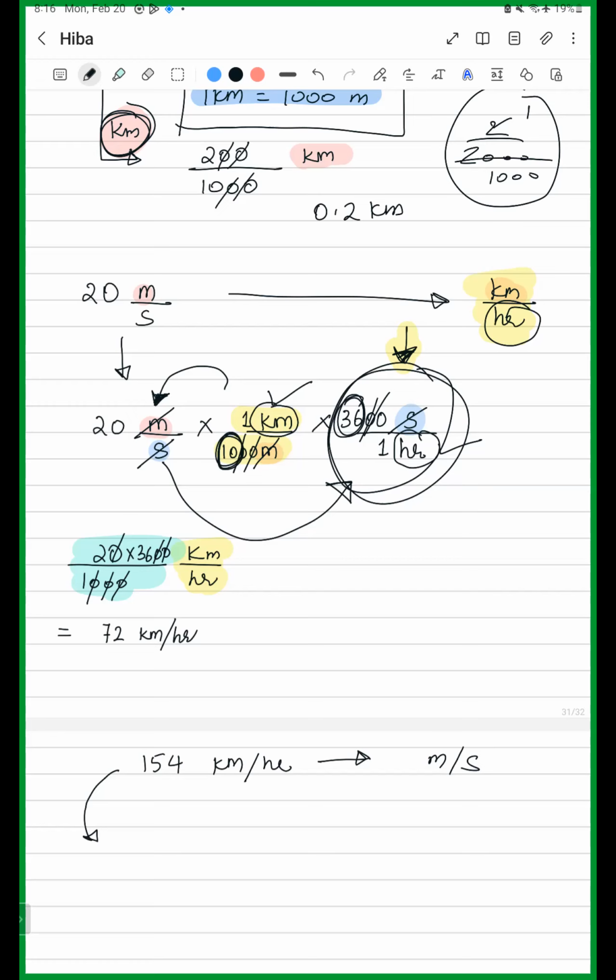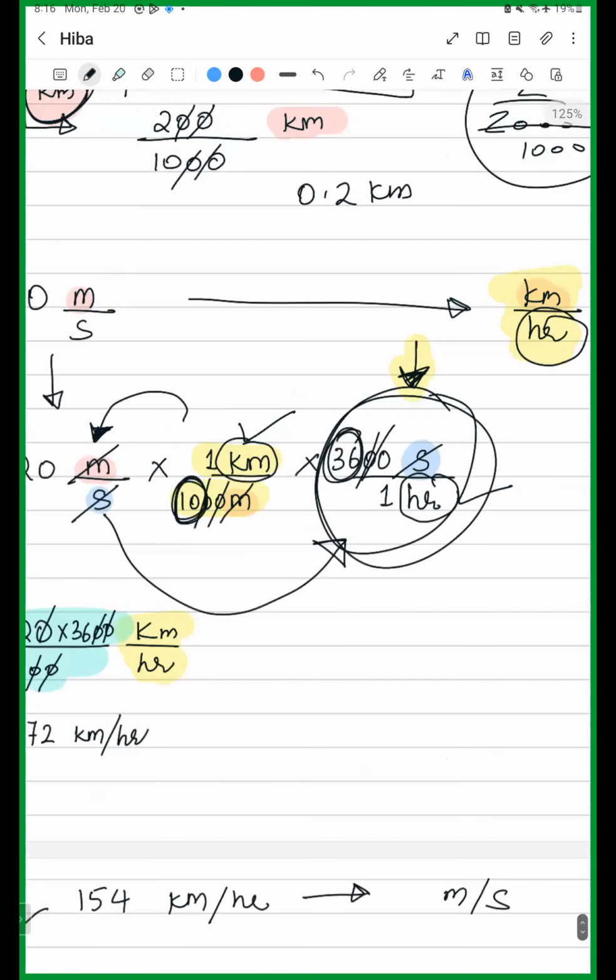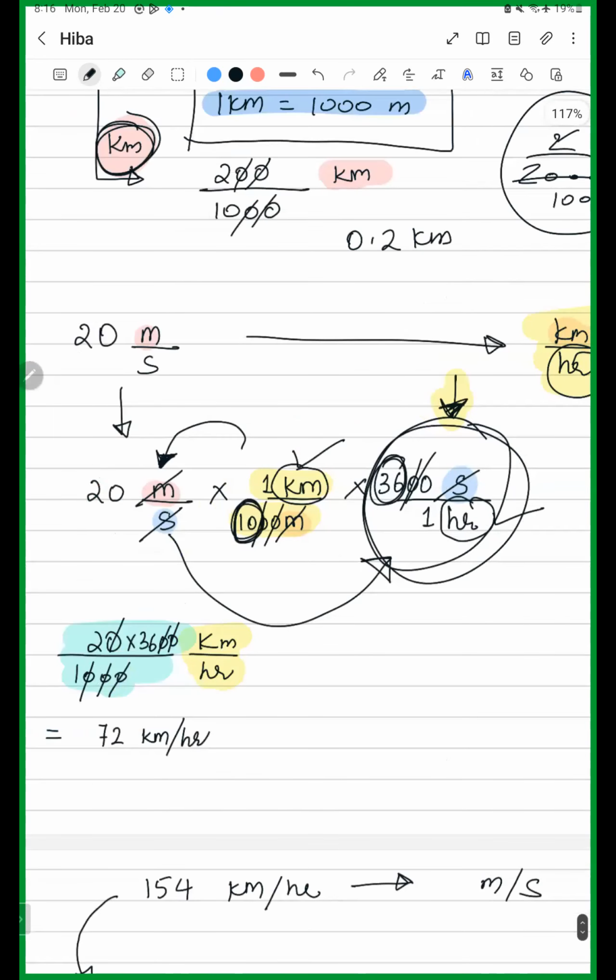Can you just explain why we wrote 3,600 divided by 1? Hiba, again let me tell you, I want to get rid of this seconds, okay? We have already got rid of meters. Yeah, very good. We have already got rid of the meters over here. Now we want to get rid of the seconds. How will we get rid of the seconds?